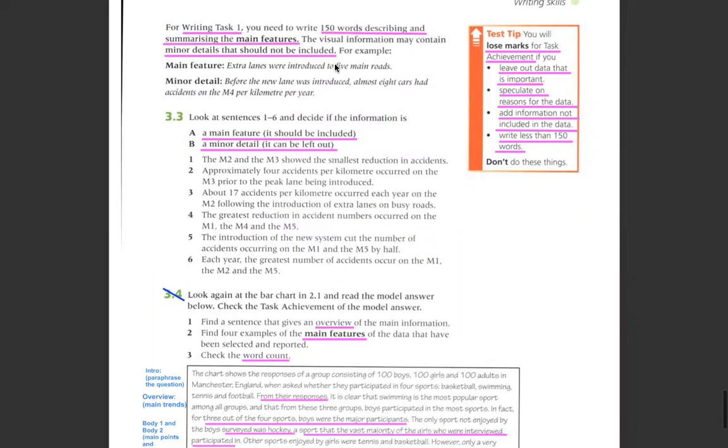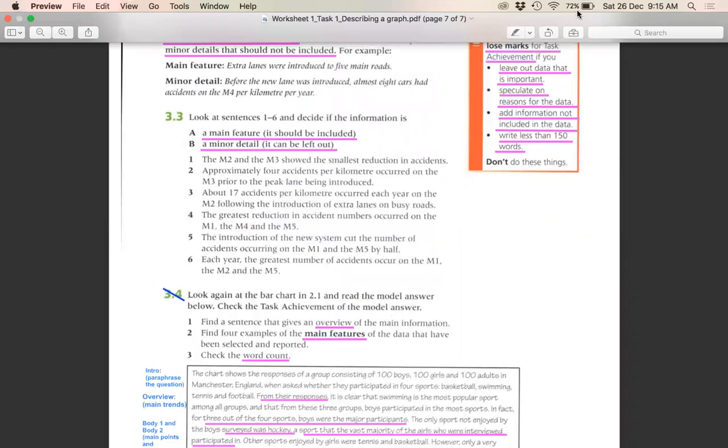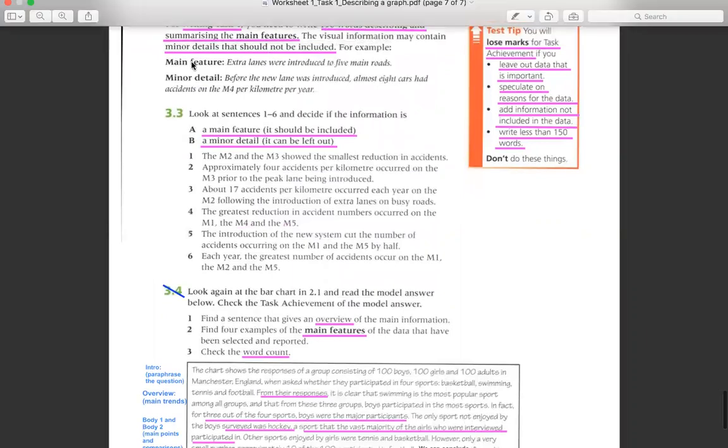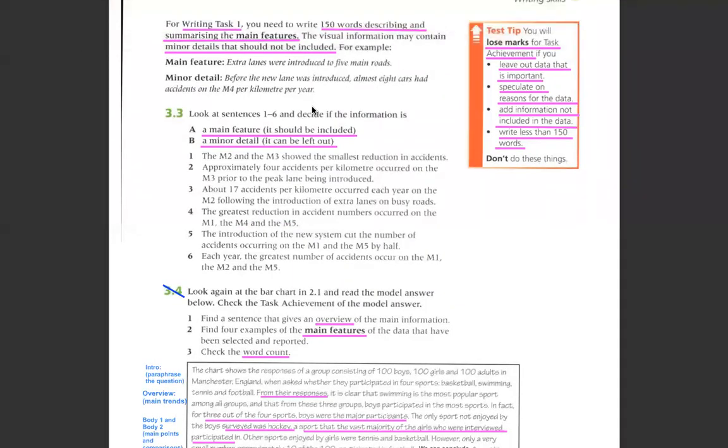Okay, another thing that's important is you only have 150 words, so you can't write about every single thing that you can see. You need to only write about the main features. So minor details and extra information should not be included. Okay, so a main feature from the graph we just looked at could be something like extra lanes were introduced to 5 main roads.